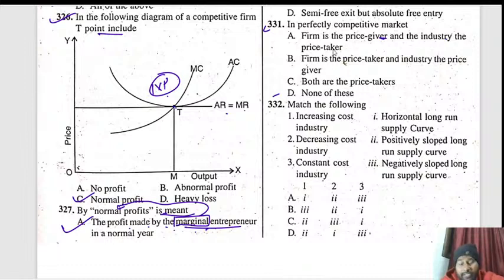Firm is price taker and industry is price giver. Both are price taker only. Perfect competition. Question 331, option is C. Option is B. Okay, so I didn't put much time on this question, so here it has gone wrong. Firm is price taker. Industry is price giver.